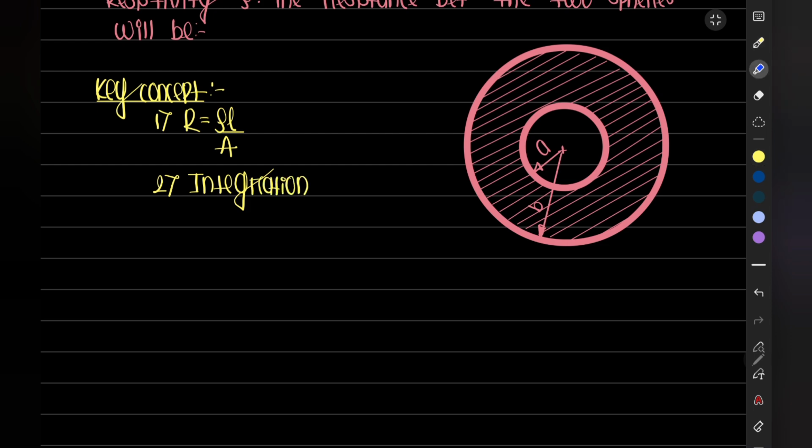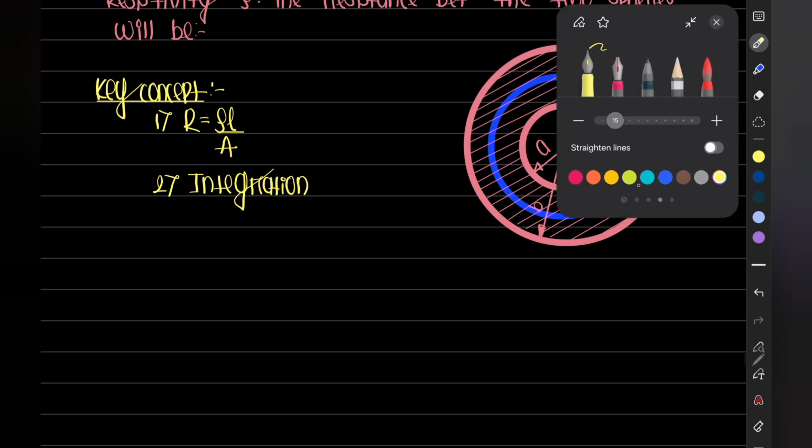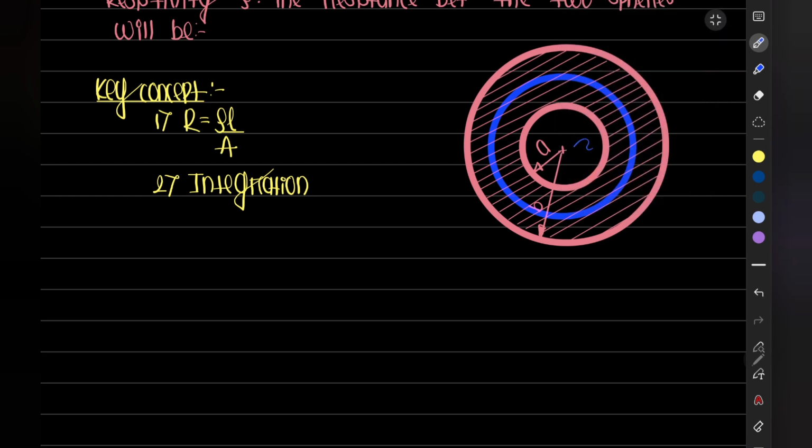Let's cut the small sphere from here. So this is the small sphere which I'm going to cut, and of course I will take its radius also. So let's take the radius of this small sphere as x, which will continuously change from A to B. And one more thing, the thickness of this small sphere. I'm going to take the thickness as dx.